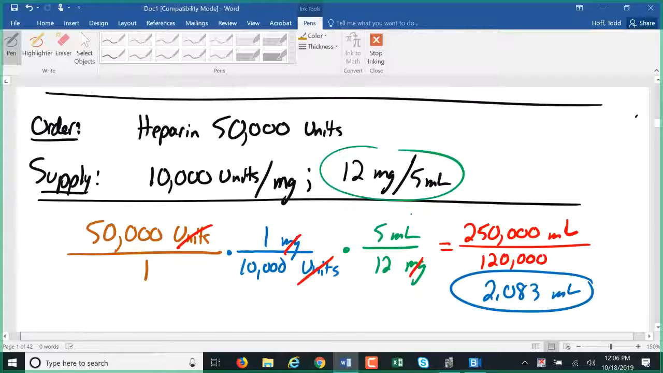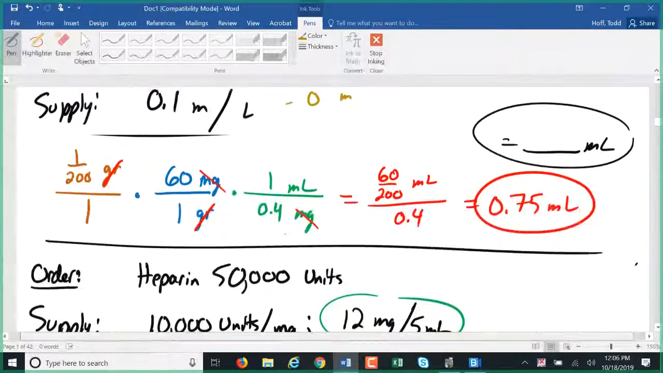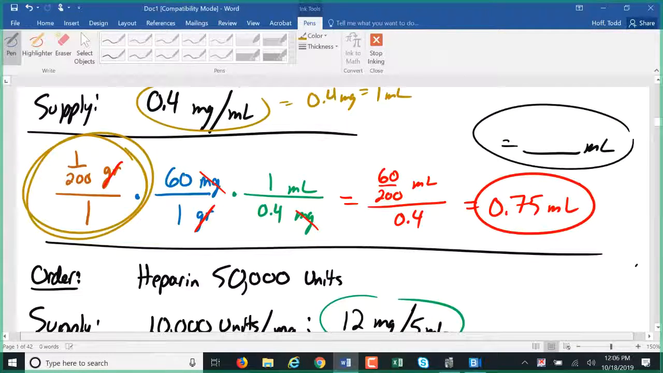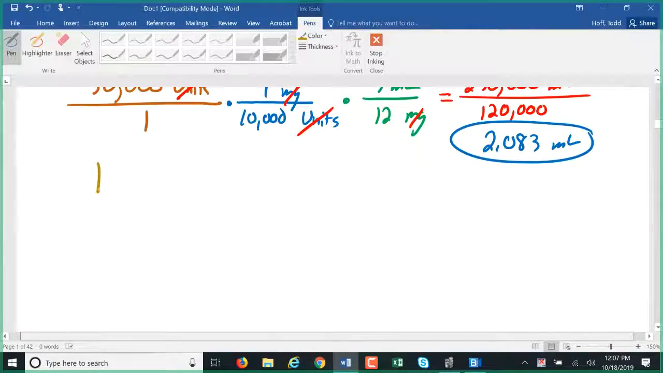Okay, so before I move on to IV flow rates, I said I would go back and show you how to do this where we have a fractional dosage like that, 1/200th of a grain. Instead of doing the 1/200th of a grain over 1, we could have done 1 grain over 200. That's still 1/200th of a grain. And we could have converted with that.